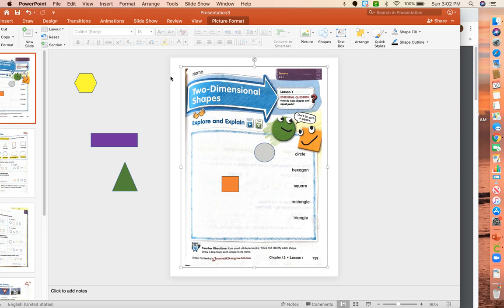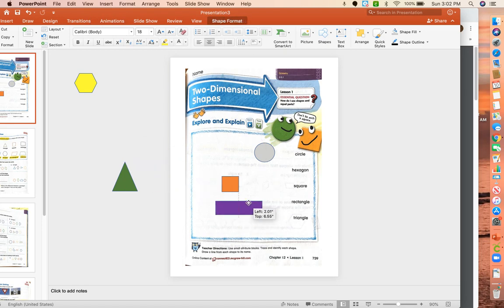The next one is a rectangle, and this is a rectangle. You guys all know that. There are 2 longer sides on the rectangle and 2 shorter sides. That's the difference between a square and the rectangle. Not all the sides are the same with a rectangle. Triangle is the last one. That's a triangle there, it has 3 sides. So draw a picture of each of those.